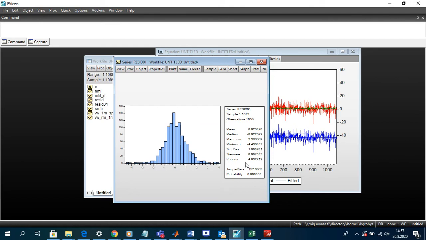But what about the kurtosis? We know that for a normal distribution, the skewness is 0 and the kurtosis must be 3.